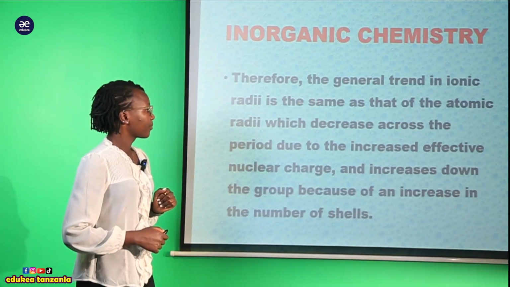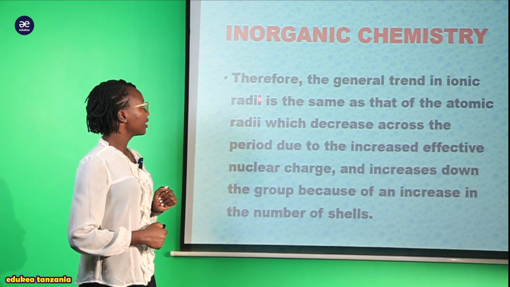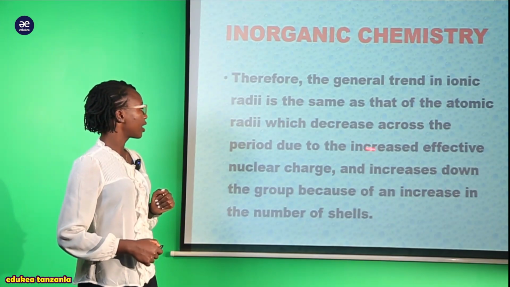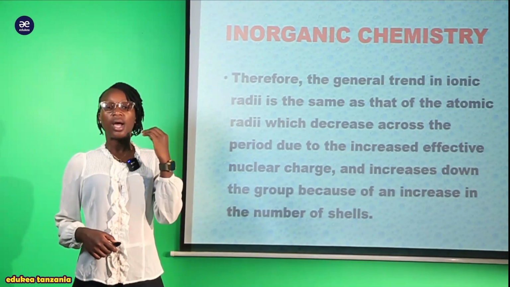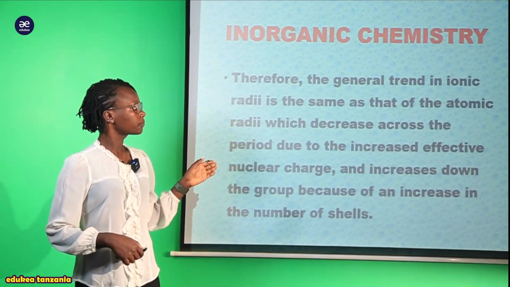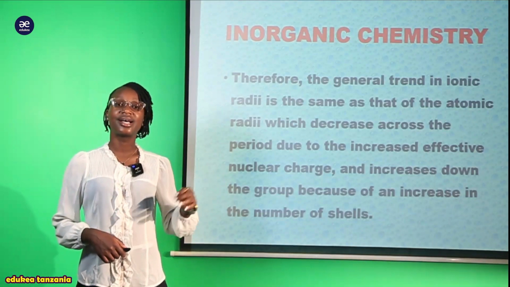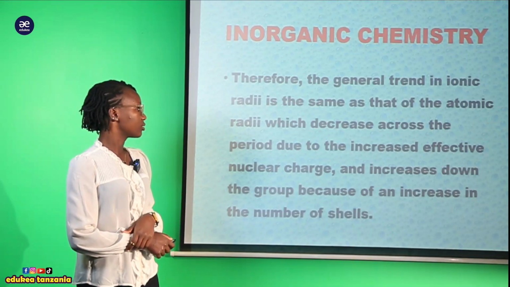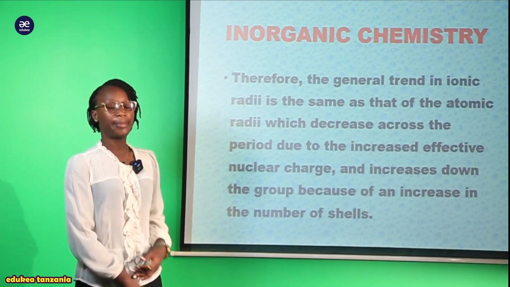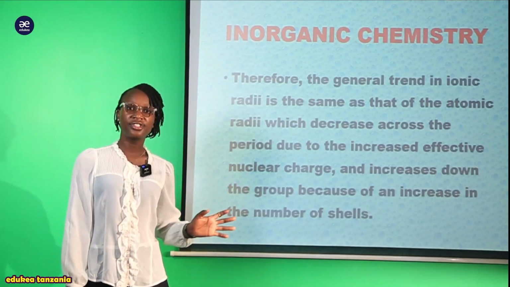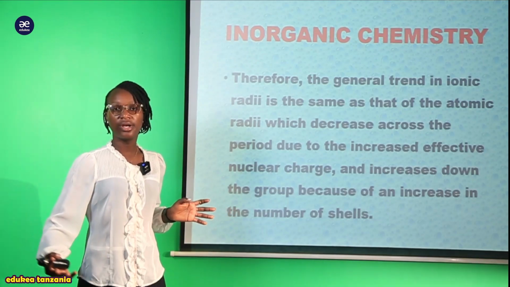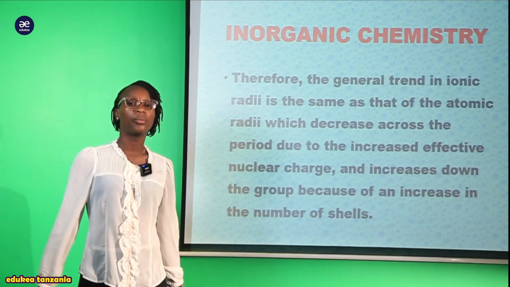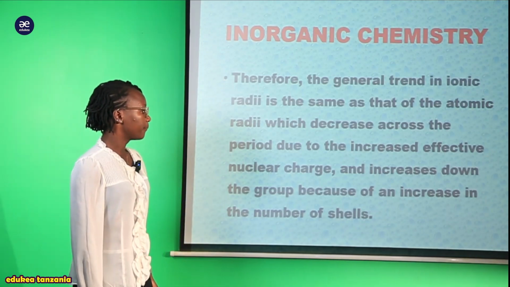Anasema kwamba therefore the general trend in ionic radius is the same as that of the atomic radius, which decreases across the period. Kwamba tunapokuja kuangalia hii trend of the ionic radius ni sawa na ile atomic radius ambayo always across the period it tends to decrease. Kwa sababu anasema kwamba which decreases across the period. Maana kwamba when you move from left to right across the period, this ionic radius tends to decrease kama tulivyoona kwenye atomic size or atomic radius.